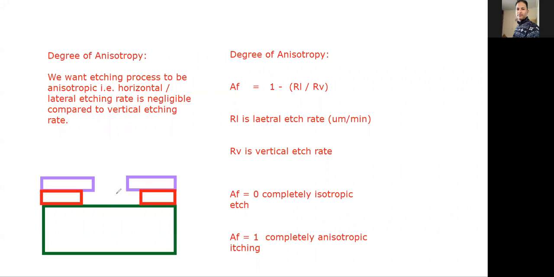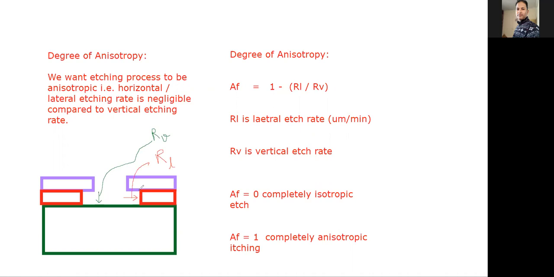So you can see it this way. In the horizontal direction, what you are getting is R sub L, the lateral etch rate, and in the vertical direction, what you get is the vertical etch rate.